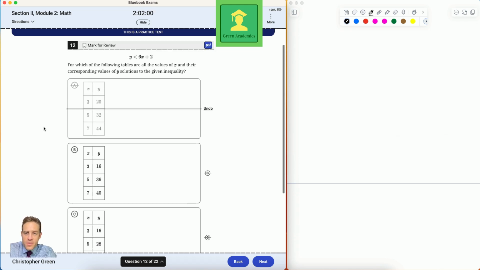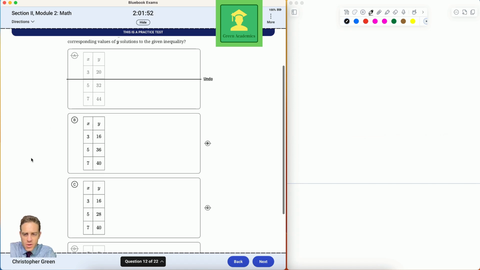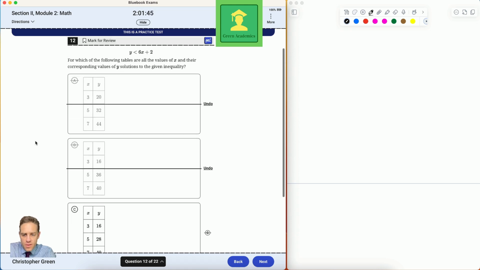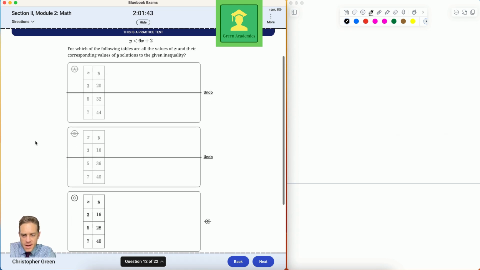Okay. Is 36 less than 6 times 5 plus 2, right? Is 36 less than 32? No. So it seems like it has to be C as in cat. Is 28 less than 32? Yes. And then is 40 less than 44? Yes.